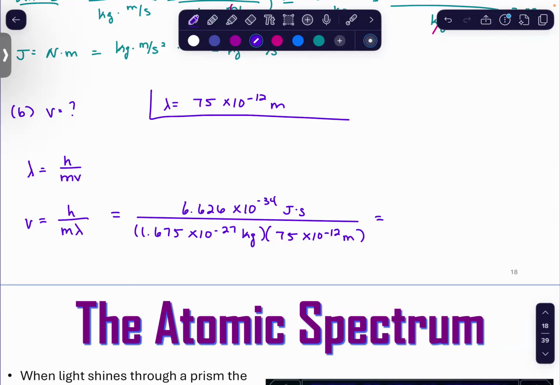And we end up with a particle moving at 5.3 times 10 to the third meters per second, so about 5,300 meters per second.